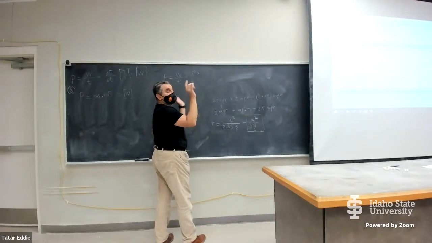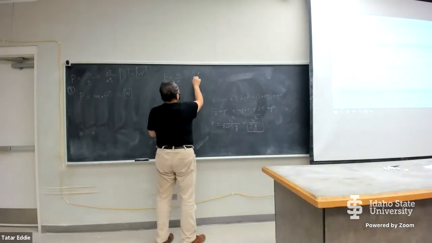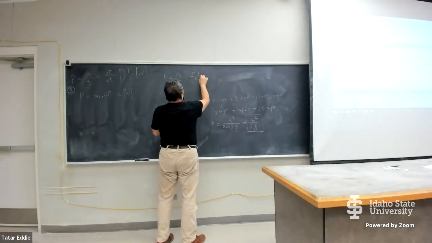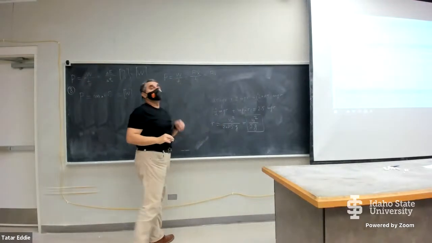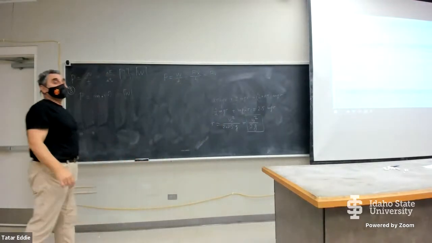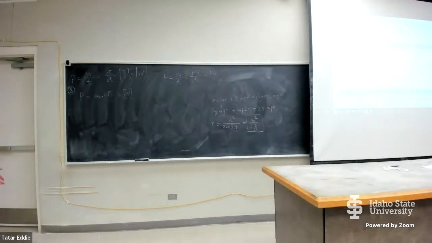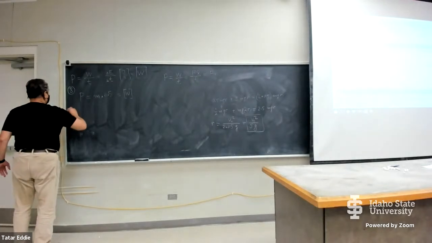The cosine is equal to 1 because the force and the displacement are in the same direction, divided by t. But displacement divided by time is exactly speed. So you have force multiplied by speed for the power. This is an alternative way of writing the power, and this is what you need for part A.